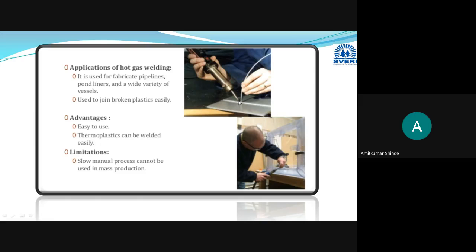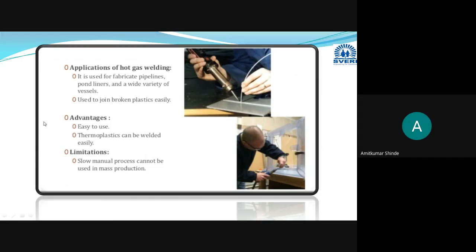With the help of this torch it is providing the heat here, and simultaneously it will move from one corner to the other corner, and this gap will get filled. Due to the heat, the filler material or filler rod will get melted and fill this gap, and after cooling you will obtain the desired joint here. Okay, a very easy process.